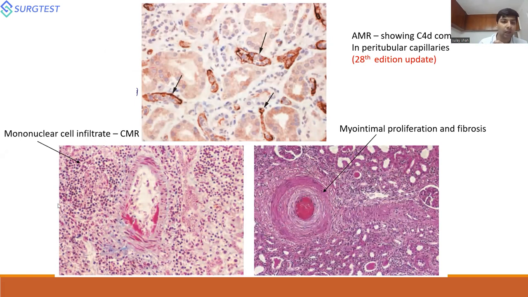So here we see a lot of cells present over here, that is acute cell mediated. Acute antibody mediated basically means that a complement reaction has taken place, antibodies cross-react leading to C4d staining. That is why we see brown staining over here. And chronic rejection means myointimal proliferation happens and fibrosis happens. Is the slide clear?